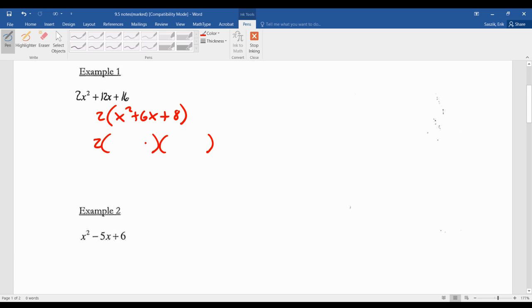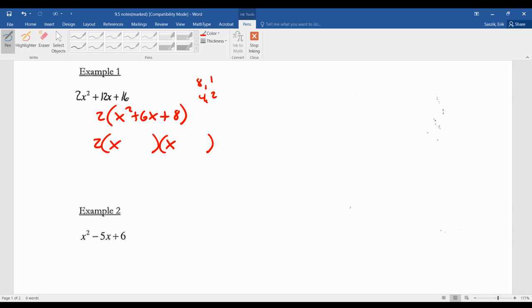So these two first terms here and here have to multiply to give me this. Well, that's pretty easy, right? That's going to be x and x. X times x is x squared. Now these two last terms have to multiply to give me this. Now you don't have to jot this down, but here in the beginning you have a couple of options. It could be 8 and 1, or it could be 4 and 2.